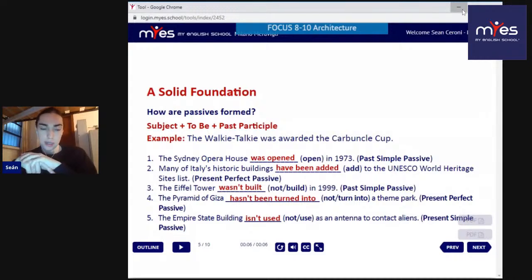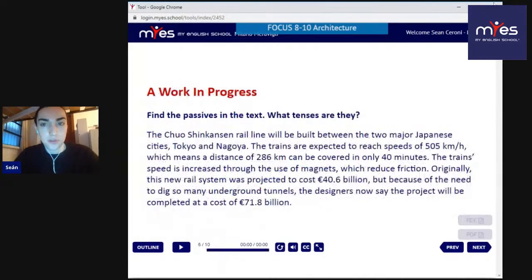I know that it's similar to the way they work in Italian. I'm not sure about Spanish or French, if we have any Spanish or French students watching us from MIS Lyon or Valencia. But I know that in Italian it's similar to this. Present simple passive is positive "is used", negative "isn't used". Always to be with the past participle, and to be changes tense, but the past participle is always the same. But very good, Mary, you got most of those.